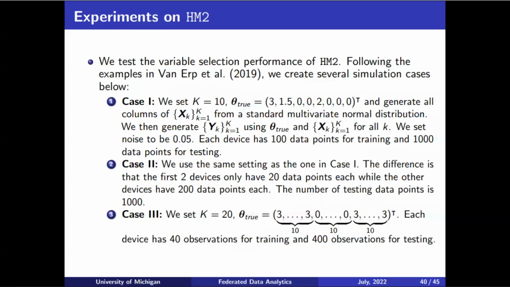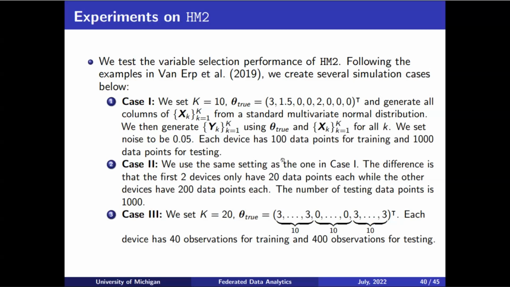Next, let me also provide some empirical analysis on HM2. Specifically, we test the variable selection performance of HM2. Following the examples from the OneERP in 2019, we create several simulation cases below. In case 1, we have 10 devices, and we set the true parameter as follows. And we use those true parameters to generate data on each device. Each device has 100 data points for training and 1,000 data points for testing.